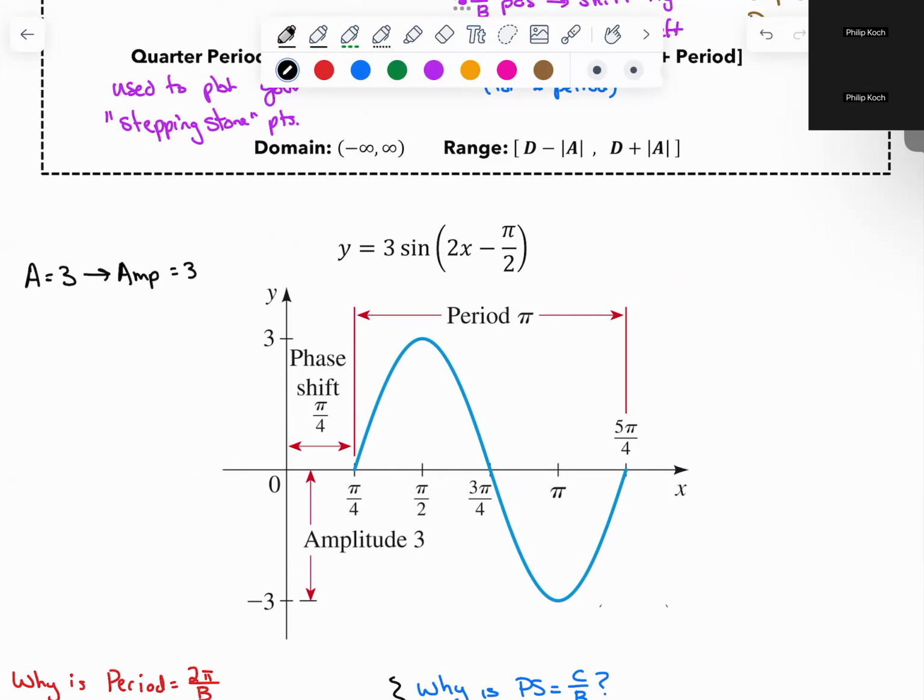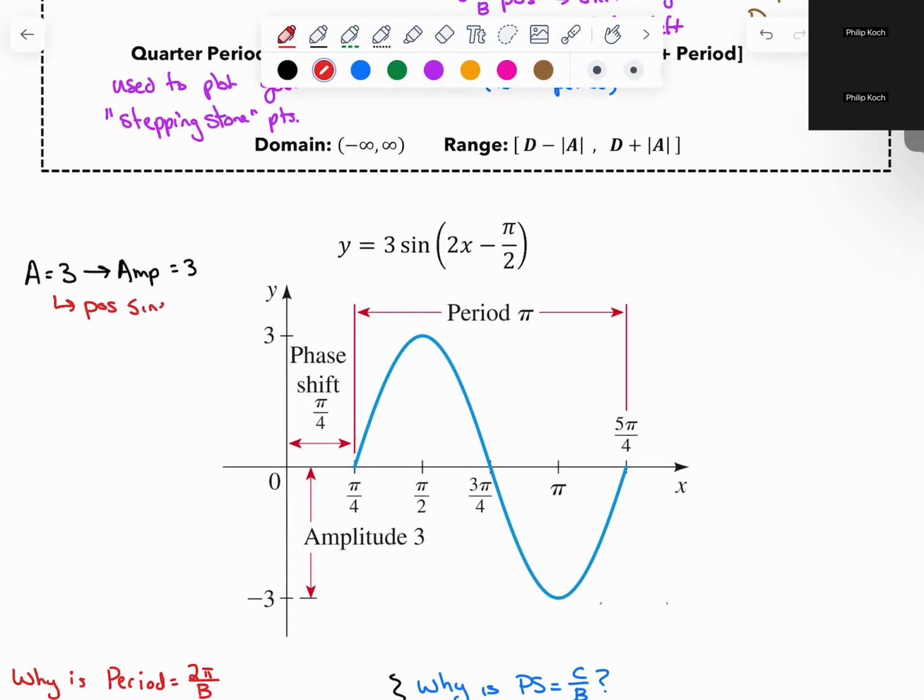Now, as a side note, it's positive and it's a sine graph. Positive sine goes up, right? We go up when we start because it's positive. It's not going to reflect, so it should follow the shape of a regular sine curve.